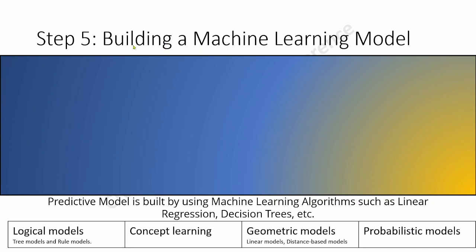Then comes step number five, which is building the machine learning models. Now there are various categories and types of machine learning models: logical model, conceptual model, geometric model, and probabilistic model. We'll go through each one of them in the subsequent videos. Now, how do we pick? That's another step in between. There are considerations that we first use to pick a model or a range of models for the problem that we are trying to solve.